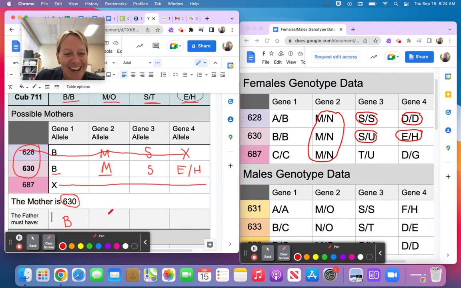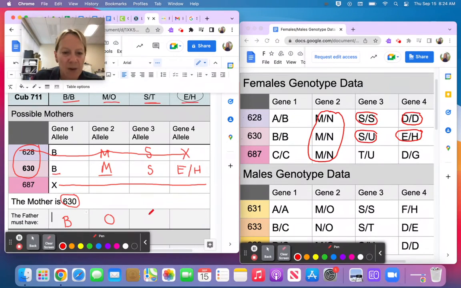So the dad had to give the O, the biological dad, obviously. That had to give the O because the cub has an M and an O. Mom already gave the M. So we know the dad has to give an O. Okay. Gene 3, S and a T. Cub has an S and a T. Mom gave the S, right? Because the only thing the mom had to give was an S and a U. So she gave the S.